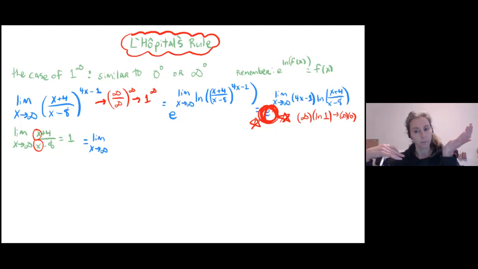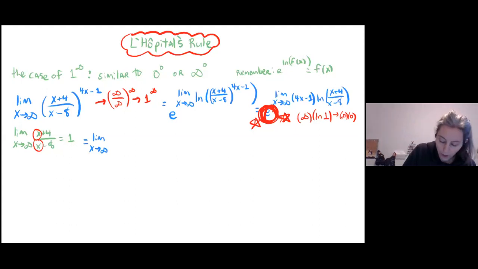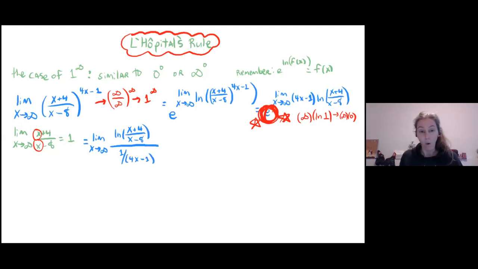So do I want to bring 4x minus 1 to the bottom or ln of x plus 4 over x minus 8? Bringing 4x minus 1 to the bottom is going to result in things that are easier to differentiate. So we'll have ln of x plus 4 over x minus 8 all over 1 over 4x minus 1. Now, when I plug in, I get ln 1, which I know is 0, and 1 over infinity, which is also 0. I end up with 0 over 0.